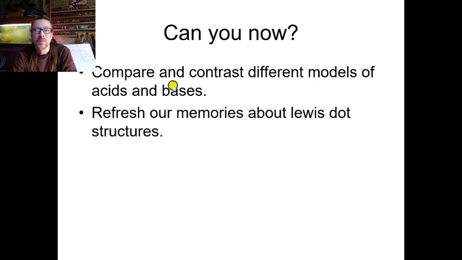Compare and contrast different models of acids. We have hydrogen ion donors and hydroxide donors, which is Arrhenius. We have Bronsted-Lowry, where we have a proton donor and a proton acceptor, so acid and base. And then we have our final form, Lewis, where we have an electron pair acceptor, which would be your acid, and an electron pair donor, which would be your base. Hopefully that helps a little bit.